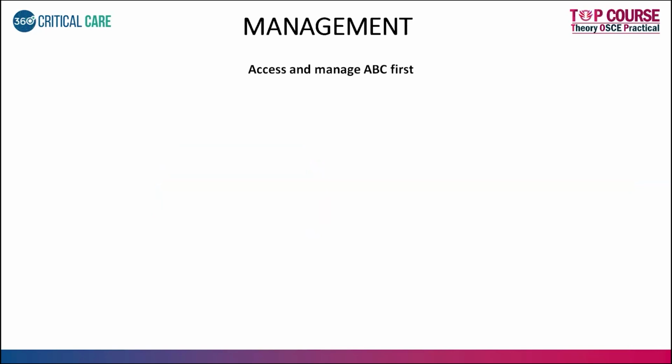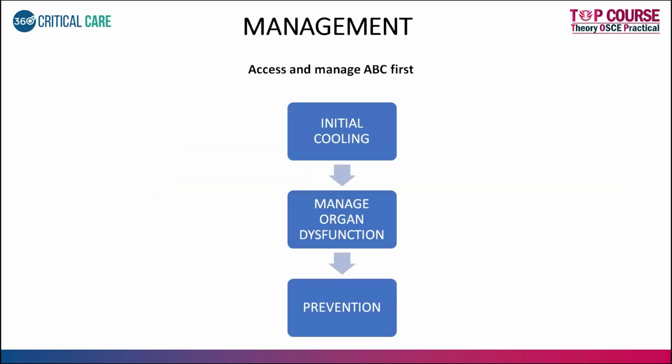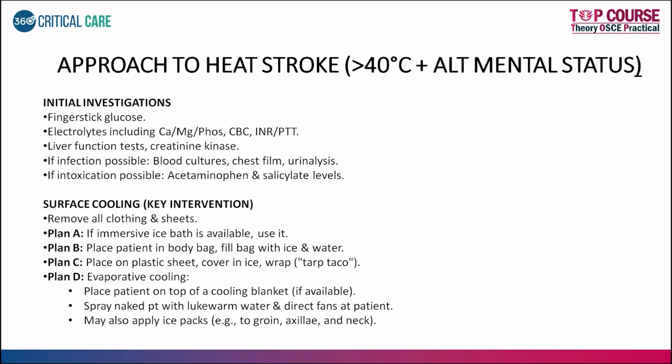So how do we manage heat stroke? Always remember, it starts with ABCs first. Start cooling the patient, look for organ failure, treat and prevent. That is what we go with in management of heat stroke. So firstly, when you have higher temperature and altered mental status, evaluate the cause. You look at the history, and if these two are present, check your finger glucose test, to rule out the possibility of hypoglycemia causing altered mental status.